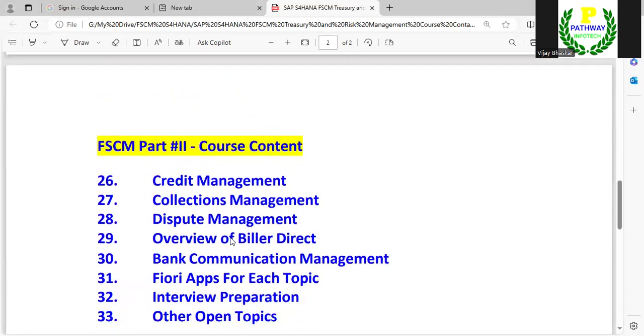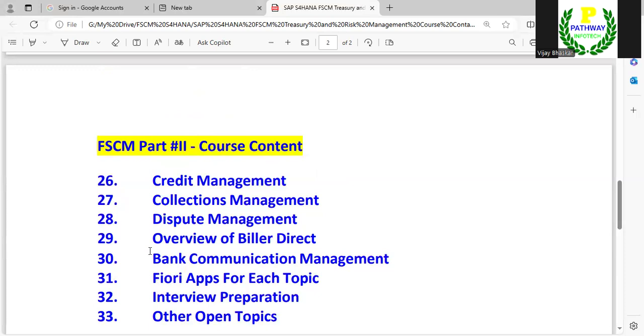Then coming to FSCM part 2, I am going to cover credit management. Under credit management, what the static check is, what the dynamic check is, and what the DCD is, the document credit decision, and how the SKs are applied in order to approve documents. Then collections management, dispute management, and an overview of the biller direct. Since this is a Java application where we would require third party system integration, I am just going to cover the biller direct overview.